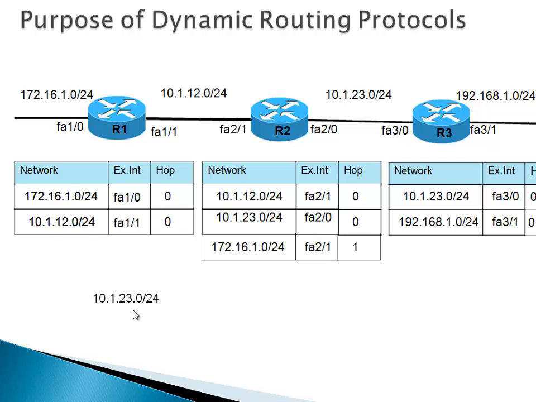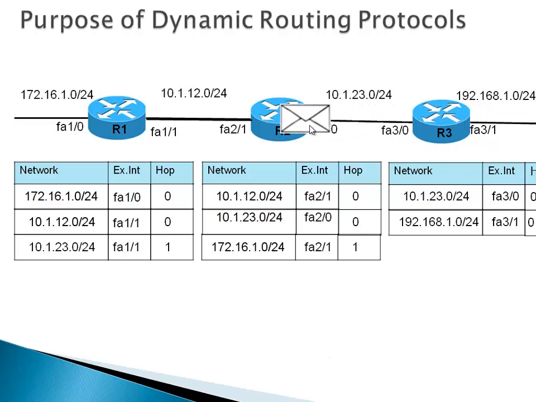But I don't have the network 10.1.23.0, so I'm going to add this to my routing table. This update came from FA1/1, so I'm going to add that as my exit interface. So FA1/1, and this is 1 hop away. So to get to router 2, it's 1 hop away.